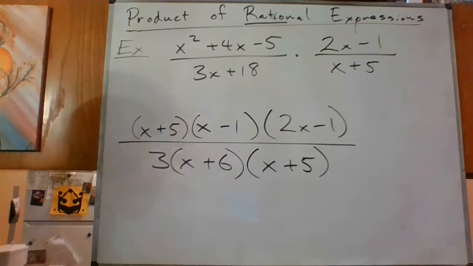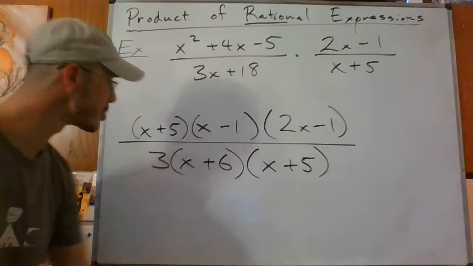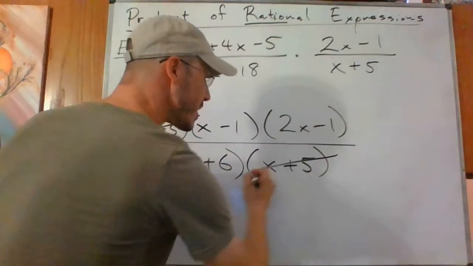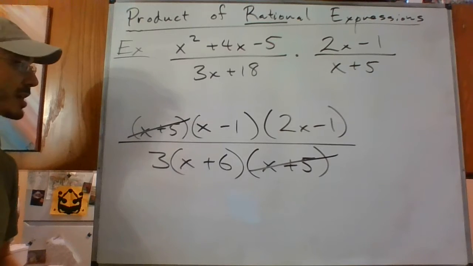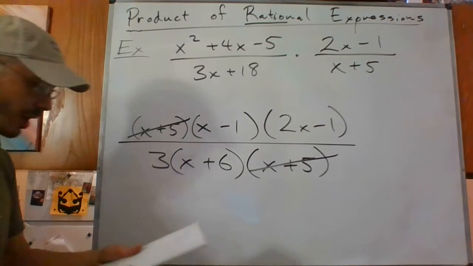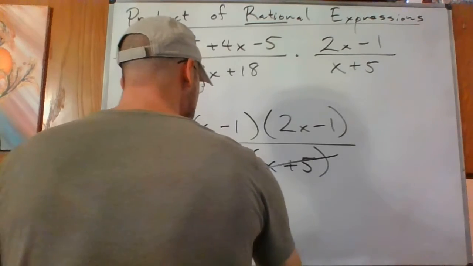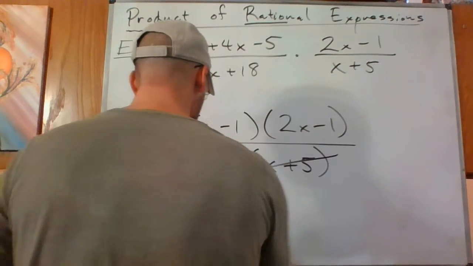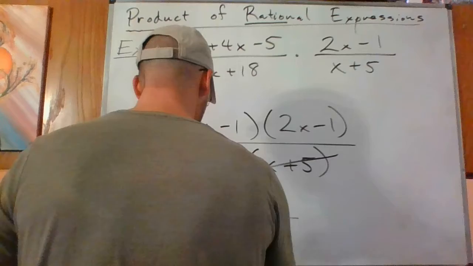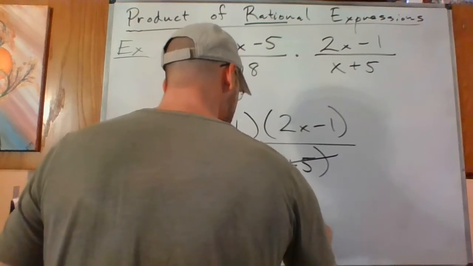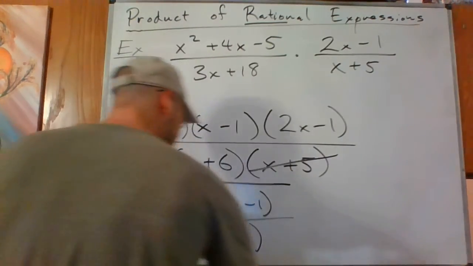But now that I can see these terms, I can recognize the common factor of x plus 5. And what's left is 2x minus 1 over 3x plus 6, and that's actually the best way to leave it.